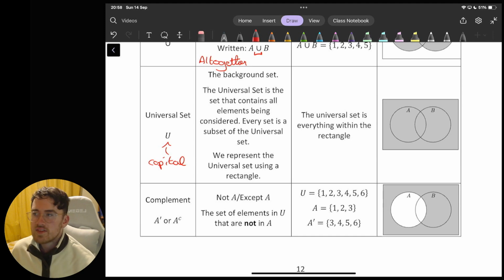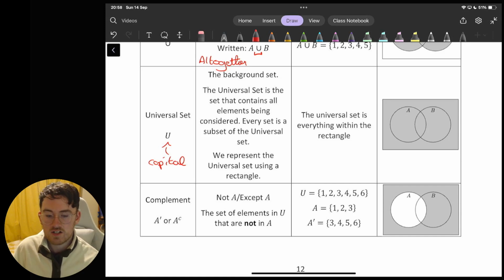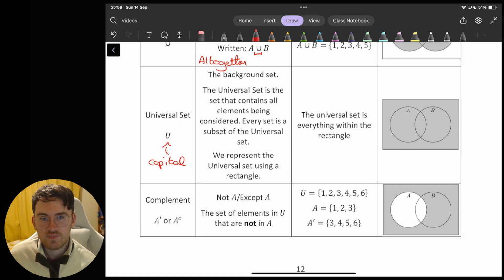So even thinking of, for example, sometimes people would use the example of Scrabble. Okay, if you're playing Scrabble, you might say that the set of letters you have is one set, then the set of letters that one of the other players has is another set, and then the universal set in that case would be all the letters in the box. Okay, the entire amount of letters that were there. So it's everything within the rectangle.